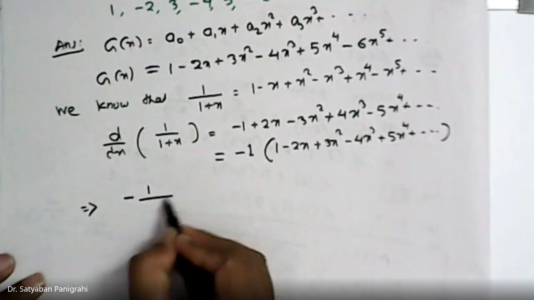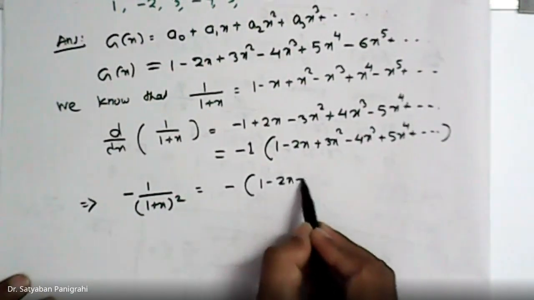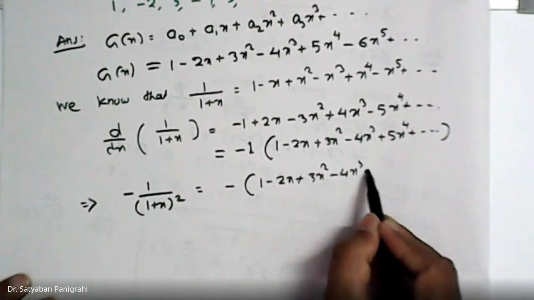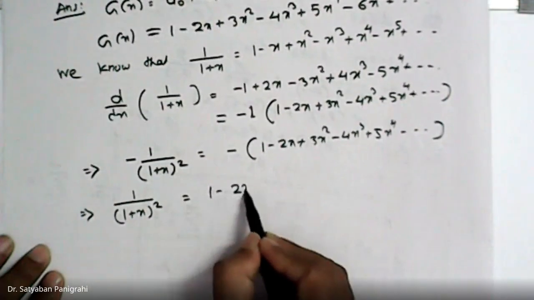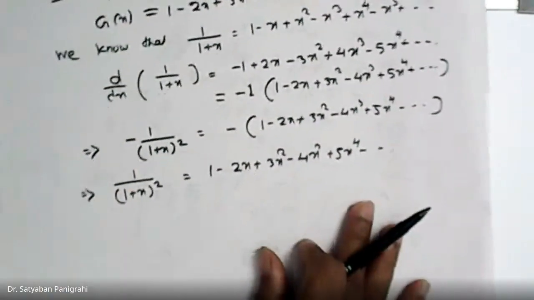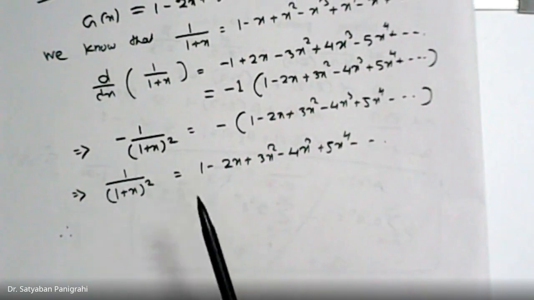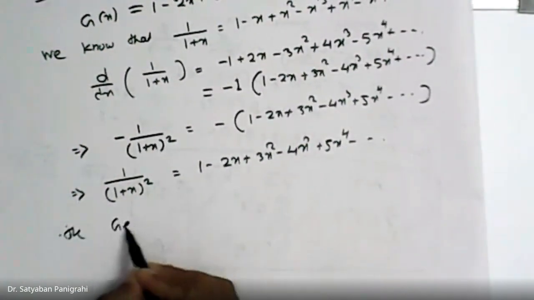This is minus 1 divided by 1 plus x whole square. That is minus 1 minus 2x plus 3x square minus 4x cube plus 5x4 minus. Now minus minus cancel out. You can have 1 divided by 1 plus x whole square as 1 minus 2x plus 3x square minus 4x cube plus 5x4 minus. So hence clear? Without doubt? So here the solution is hence the generating function is 1 divided by 1 plus x whole square.